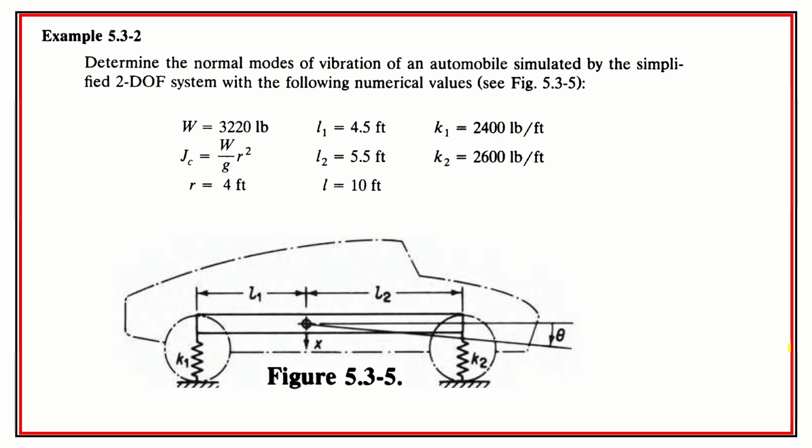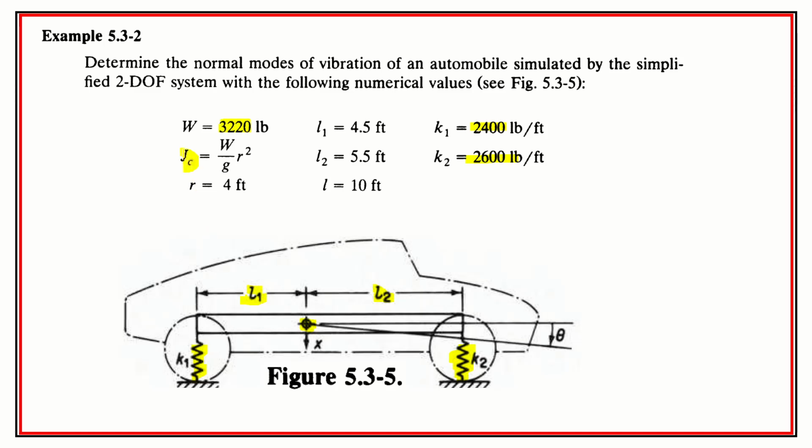All right, so we have a weight of 3,200. That was probably on purpose so that it would come out to 100 slugs, with 32.2. Length of 4.5 right here, and length of 5.5 here. So here's the center of mass of the thing that we'll be using. Got a spring, and it looks like the springs in the front are a little bit larger than in the back.